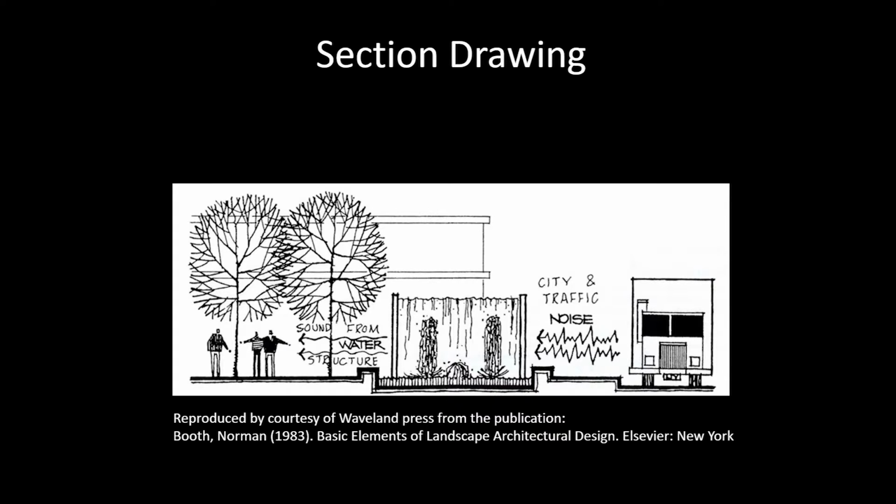A section drawing is another classical way of representing landscape architecture visually, which is also highly interesting from a sonic perspective because it gives us a very good sense of spatiality and how sound travels in space. And we saw some examples of the section drawing earlier today. And this is an example from Norman Booth from 1983, where he drew the sound of traffic and called it noise from the road, and then gradually going through the waterway, and then it becomes sound from water structure. So this is also an example of how we can illustrate a masking situation.